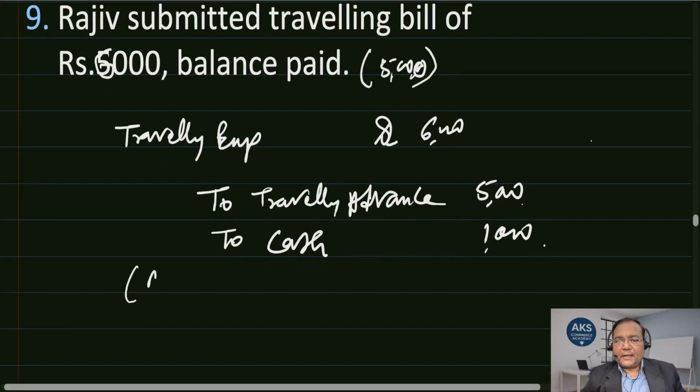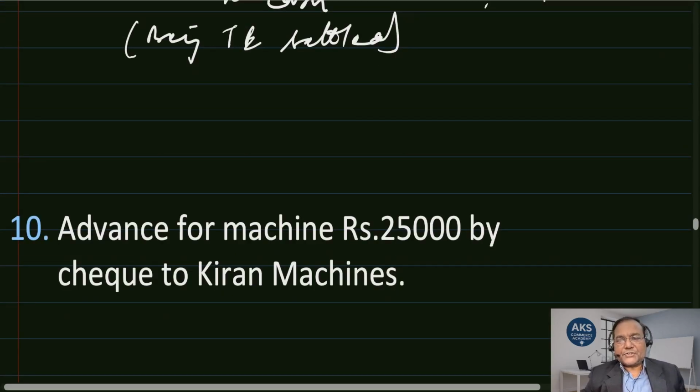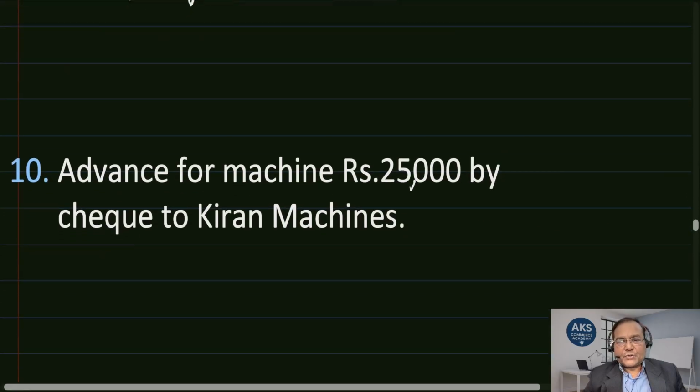So here we will write being traveling advance expenses. All right. Now, advance for machine of 25,000 by check to Kiran Machines. So we have paid advance by check to Kiran Machines. So how is the entry going to be?